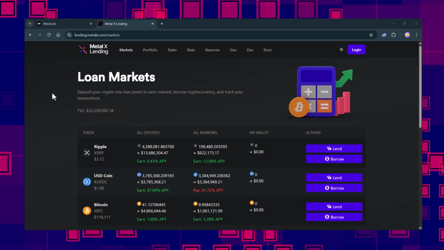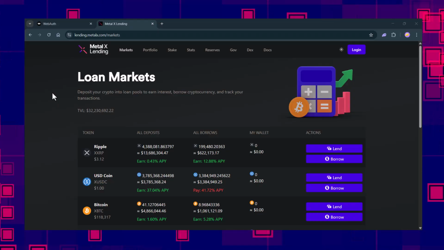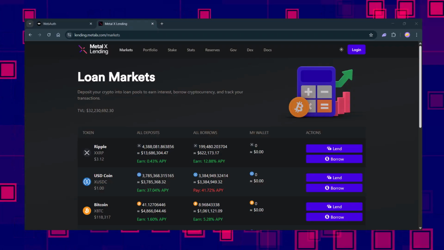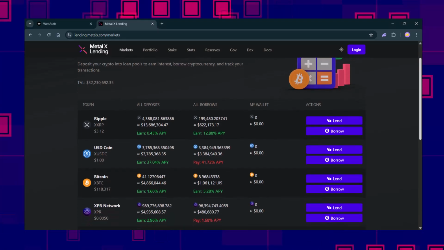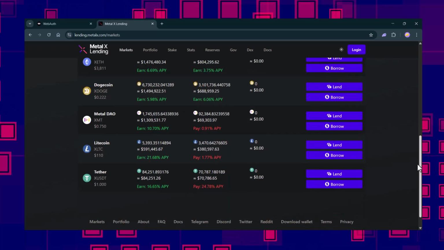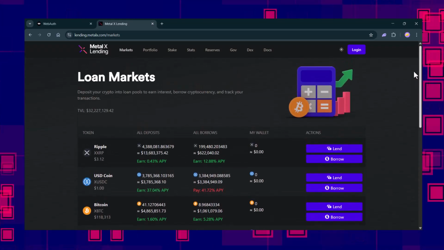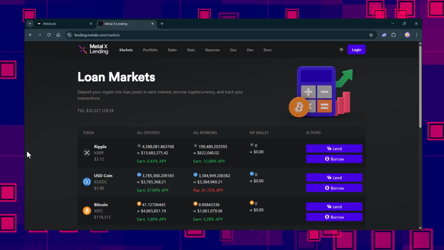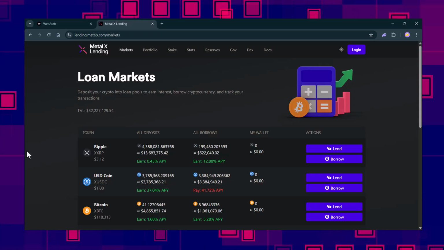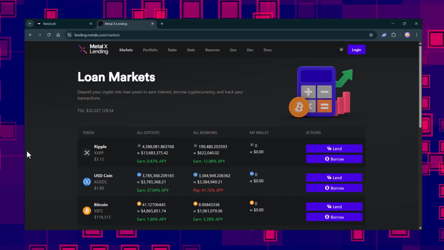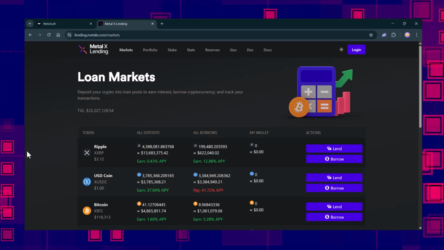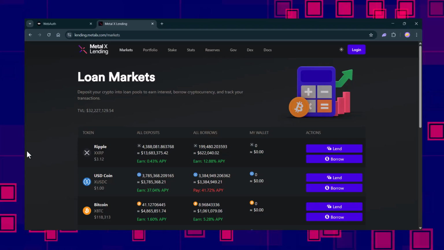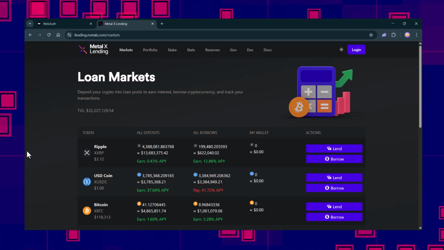We're starting on the Metal X lending page to get a first look at what tokens are available for borrowing and lending. Right now, we can see options like Ripple, USDC, Bitcoin, and a few others. Each comes with different stats, like how much has been deposited or borrowed, and different APYs for lending and borrowing. We'll focus on Ripple for this video and take a closer look at the key metrics. This video is all about understanding what those numbers mean, not yet about how the lending or borrowing process works. We'll get to that step by step in the upcoming videos.